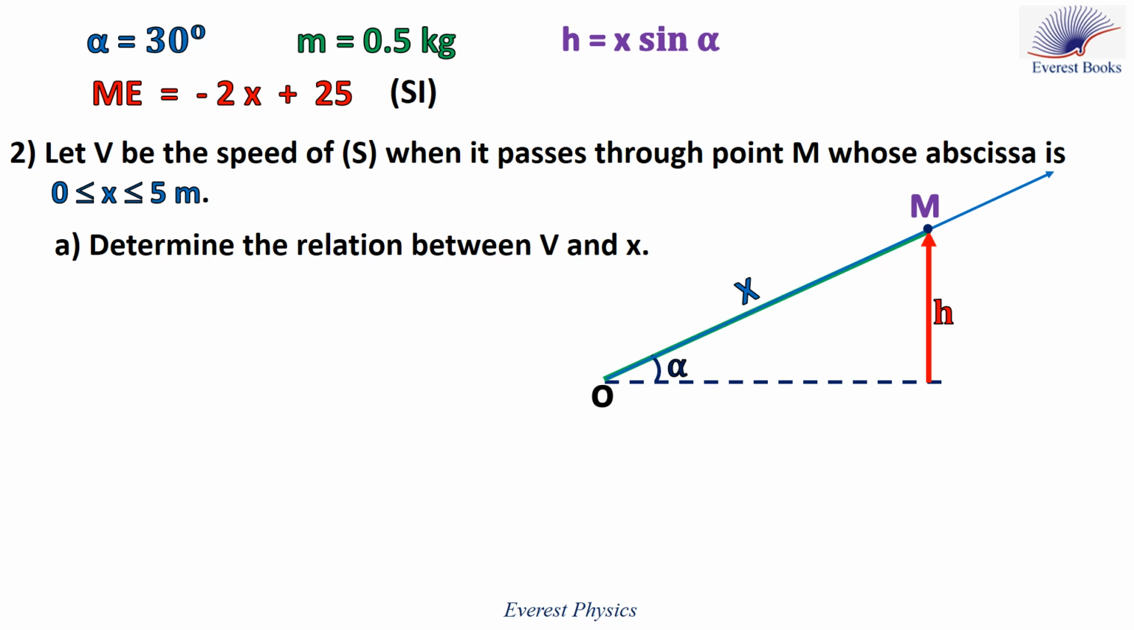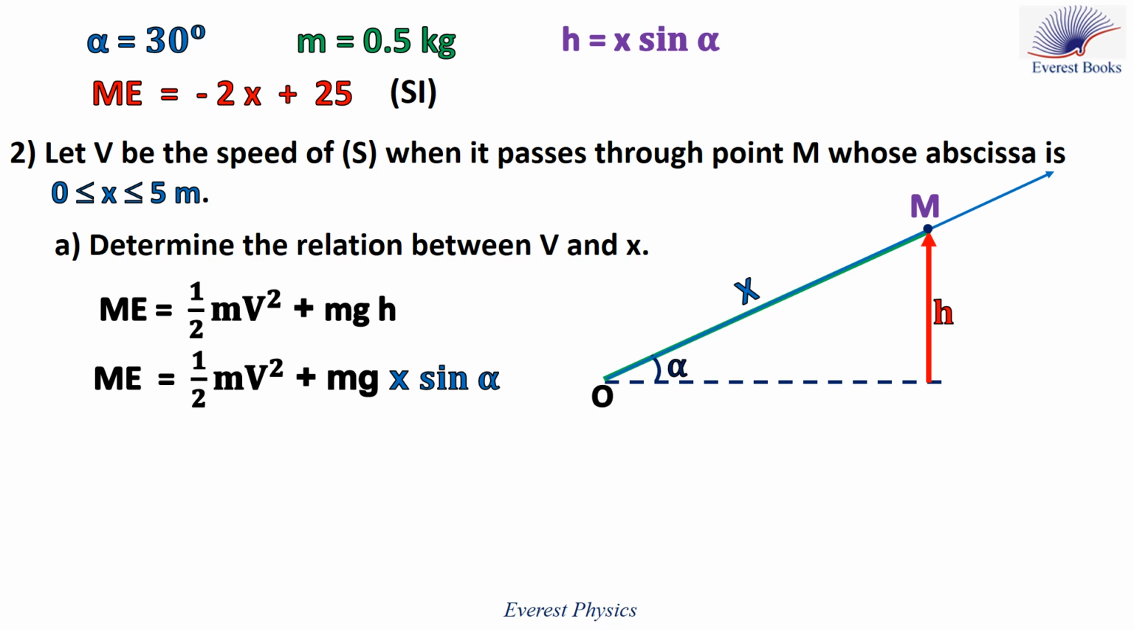Let's move to part 2. Let v be the speed of S when it passes through point M of abscissa x, where x is greater than or equal to 0 and less than or equal to 5 meters. Now we want to determine the relation between v and x. The general expression of the mechanical energy is 1/2 m v squared plus m g h. In the previous slide, we have seen that h equals x sine alpha. So let's replace h by x sine alpha. You will get this equation.